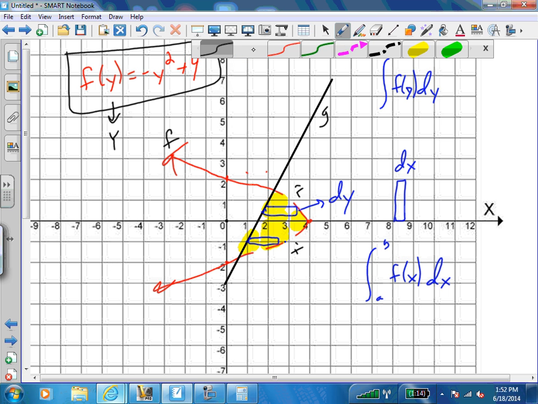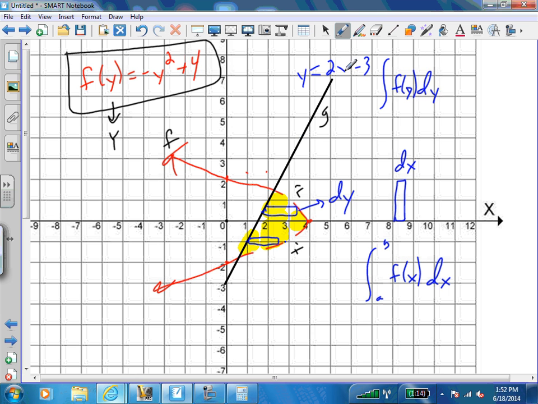So real quickly, in terms of y equals mx plus b, this line has a y-intercept of -3 and a slope of 2. But this is a function of x. We can rewrite that as a function of y by solving for the other variable. If we solve that for x, add 3, divide by 2, notice our variable is y, so that's a function of y. Let's call it g.